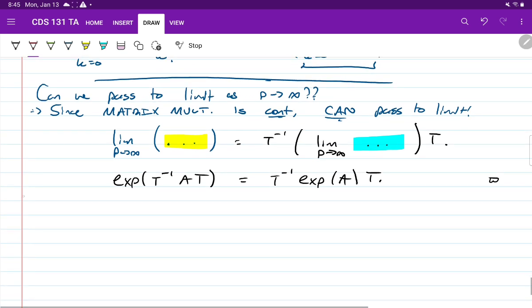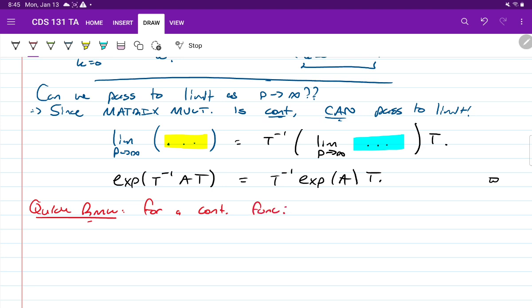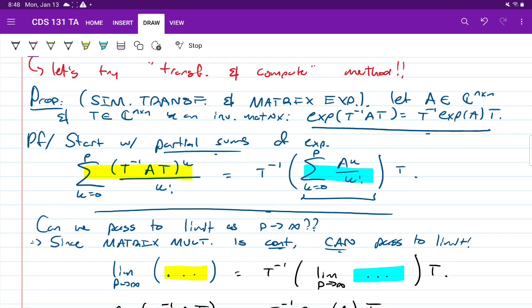So just as a quick clarifying remark, what we have is that for a continuous function f and a convergent sequence, the limit as n goes to infinity of f of x_n equals f of the limit as n goes to infinity of x_n. Okay? So the key fact here is that matrix multiplication is continuous, so this is a rule that we can apply. Okay, fantastic.